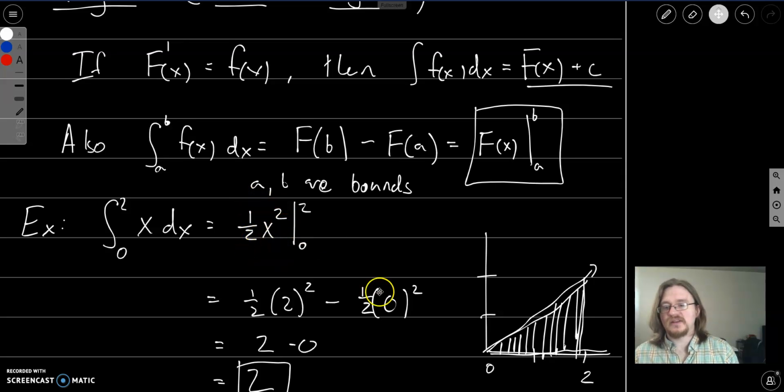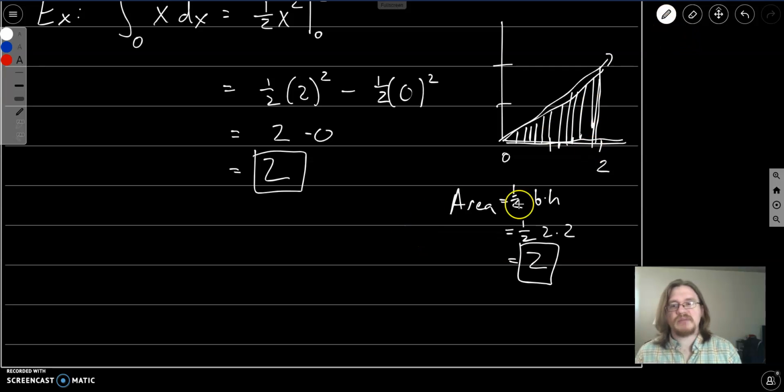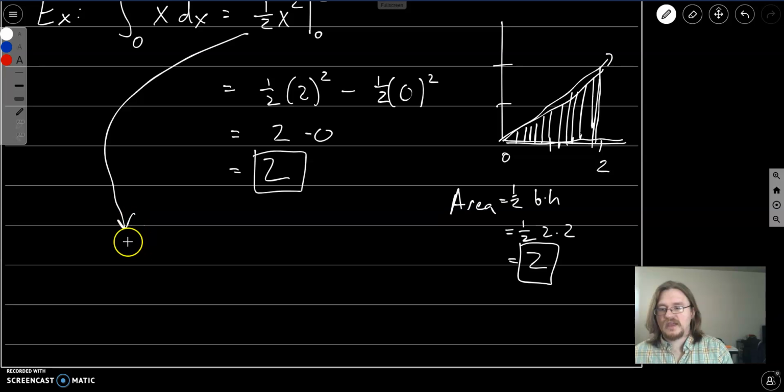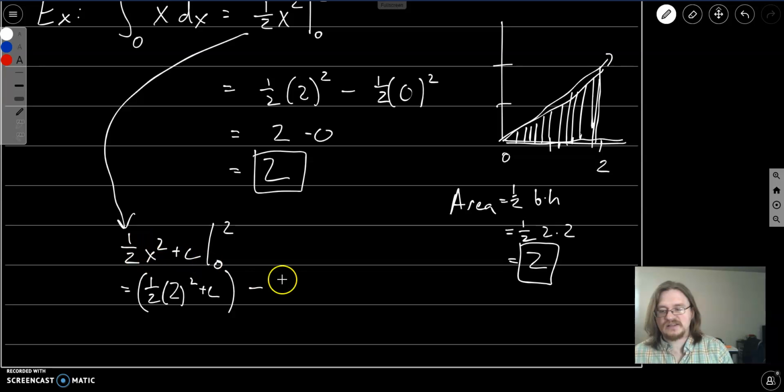Where's the c? Where did that go? Well, let me show you what happens if I do include the c. So let's start over, and I say I take 1/2 x squared plus c, and I plug in 0 and 2. Then I have 1/2 2 squared plus c. I'm going to take all that and subtract 1/2 0 squared plus c.